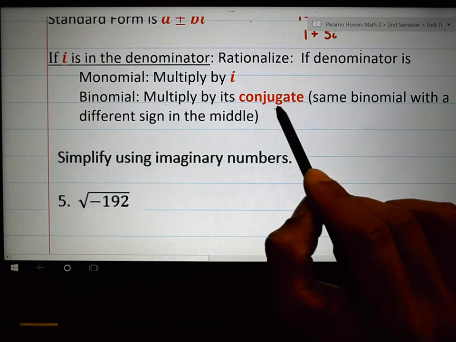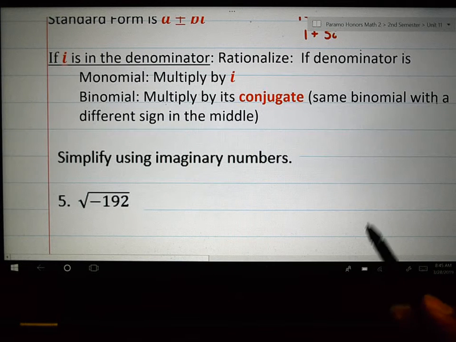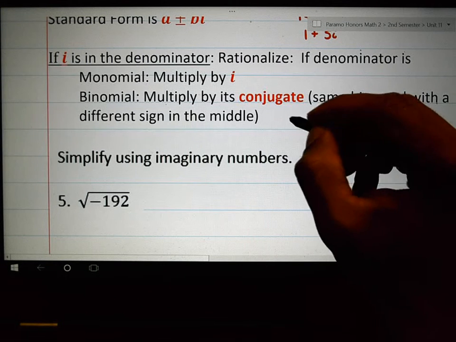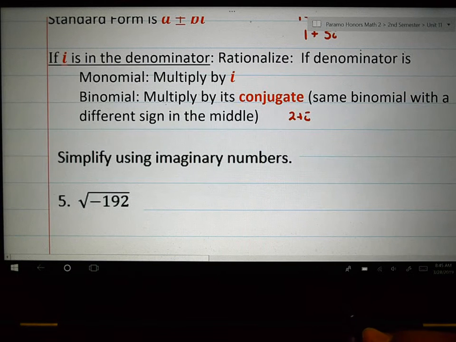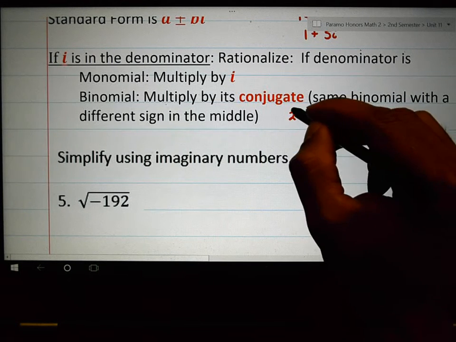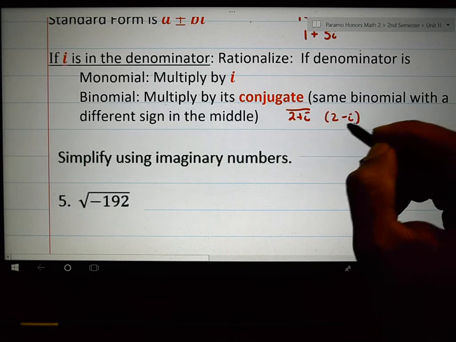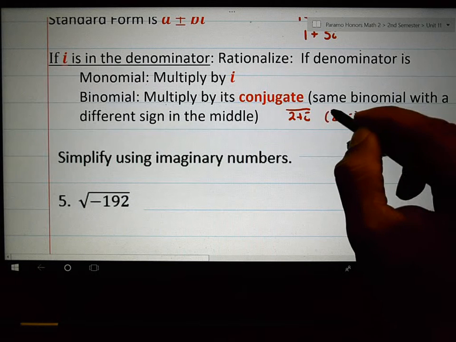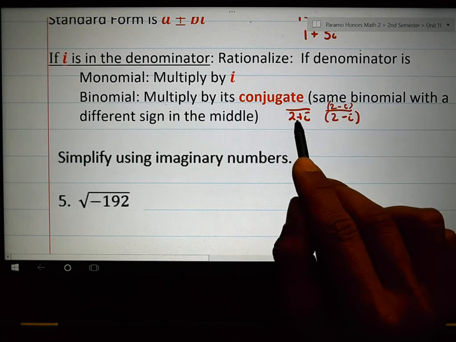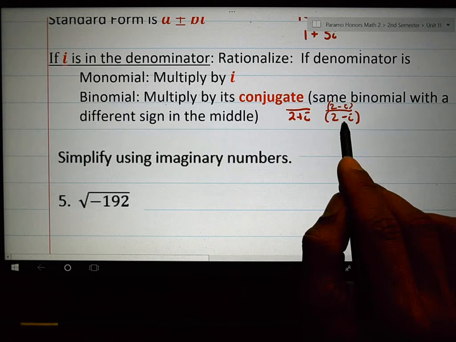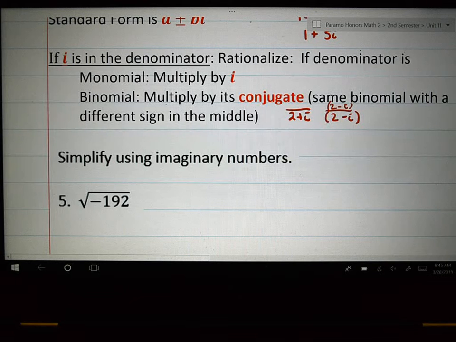If you do not know what the word conjugate means, it means the same binomial with a different sign in the middle. I'll give you an example. If I have 2 plus i in the denominator, the conjugate would be 2 minus i over 2 minus i. You have to do the same thing over itself. You take the binomial, and you change the sign in the middle. If it was 2 minus i, the conjugate would be 2 plus i.